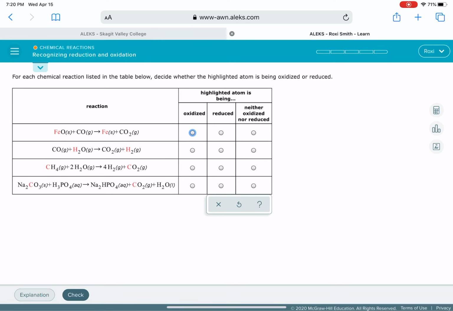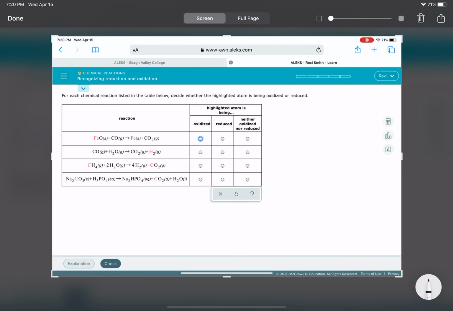So we're starting off with ALEKS problems today, doing them first, because these problems are going to help you see what the point is of oxidation numbers. Like, why are we even doing anything with oxidation numbers? What is the point?